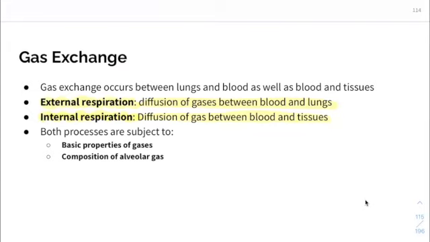So we're not only exchanging gases in the lungs. When the blood gets pumped back to the heart and the heart pumps that blood back out to the rest of the body, we're exchanging gases throughout the entire body. Because if you remember, that hemoglobin in those red blood cells carries about 4 oxygen molecules. So those oxygen molecules get exchanged out for carbon dioxide in the tissues. We're going to look at the basic properties of gas and the composition of those alveolar gases.